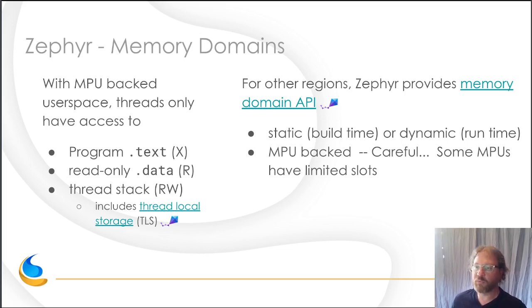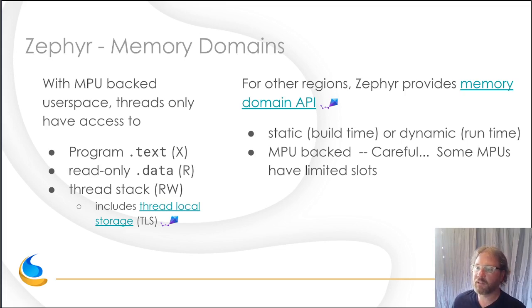However, if you want to do things like shared memory between threads, or have a memory region that's shared between the kernel and a user mode thread, Zephyr provides a memory domain API. And that can be used either at build time or at runtime to define regions that are shared between threads, or between a thread and the kernel. And this can be MPU backed, just like the other regions, so that accesses outside of the memory domains that you have access to will fault or trap.